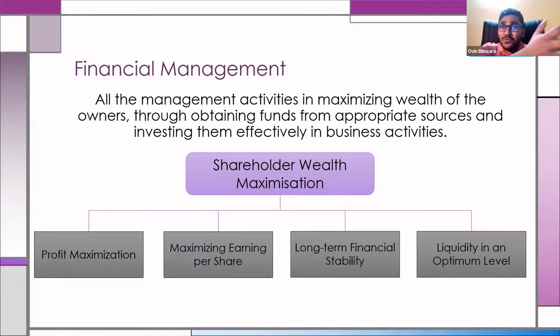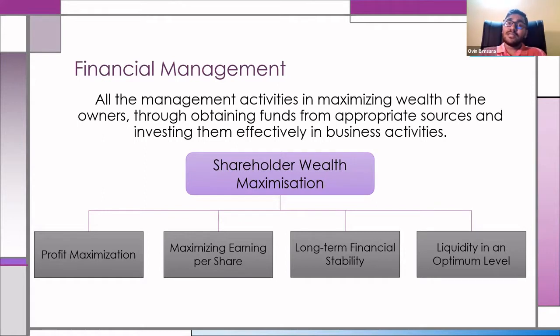For that, you need to obtain finances from different sources, and whatever finances are obtained need to be invested in good opportunities with the intention of gaining from that. So there are some sub-objectives as well, such as profit maximization. When you are handling your finance in the business, you need to make sure the income is greater than the cost that you have to incur so that your profit will be maximized.